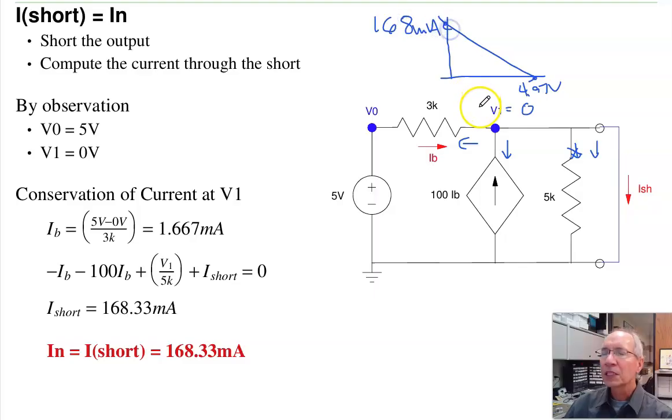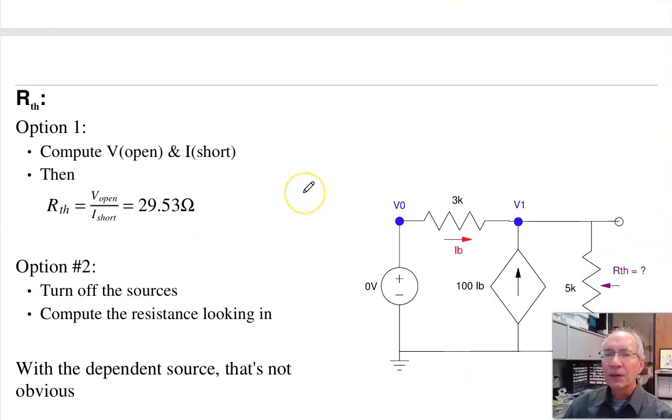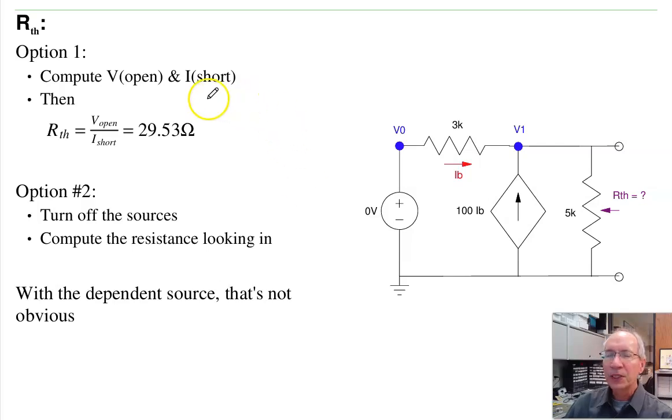That's really all you need. Given 2 points, I can find the slope. To find the Thevenin resistance, I could just take the ratio. The ratio between the open circuit voltage and short circuit current is our Thevenin, 29.5 ohms. That's one way to do it.